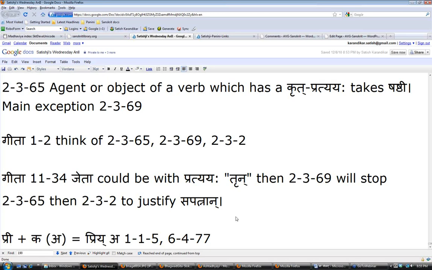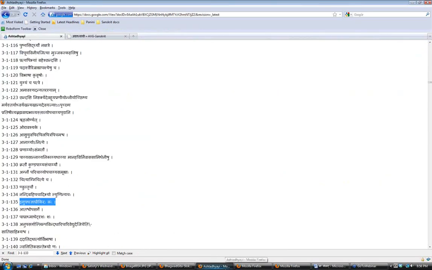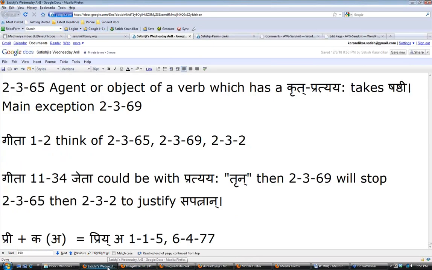Krit pratyaya is being used clearly, because this Ka pratyaya is coming from 3-1-135. So we are in the domain of krit. The thing is, krit pratyaya is being used, and that's the karma of the pleasing. The one whom he is pleasing is the king.